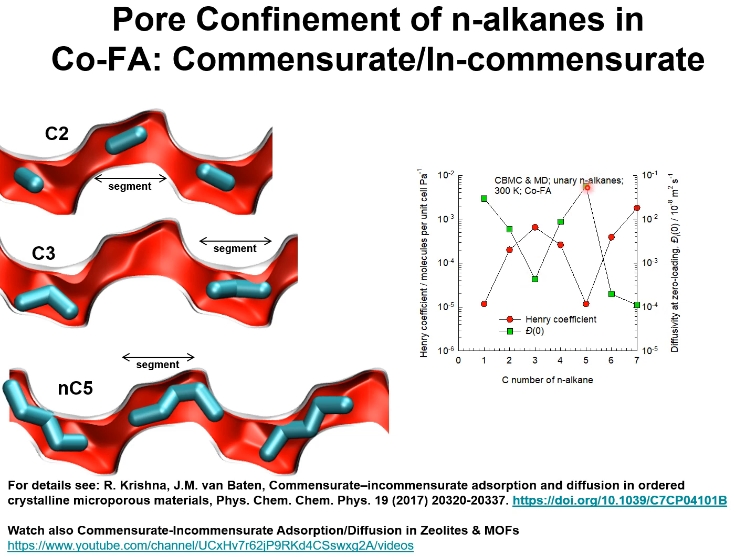If we then increase the chain length further and look at normal hexane, it has a length that is commensurate with the length of two segments. So here we have again a scenario for commensurate diffusion of normal hexane. In this case, the hexane molecule is commensurate with two segment lengths.